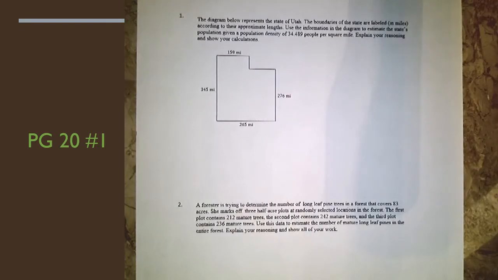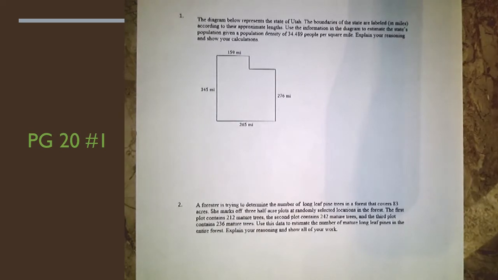Alright, so now the next one is page 20, number 1. This one's saying the diagram below represents the state of Utah. The boundaries of the state are labeled in miles according to their approximate lengths. Use the information in the diagram to estimate the state's population given a population density of 34.489 people per square mile. Explain your reasoning and show your calculations.